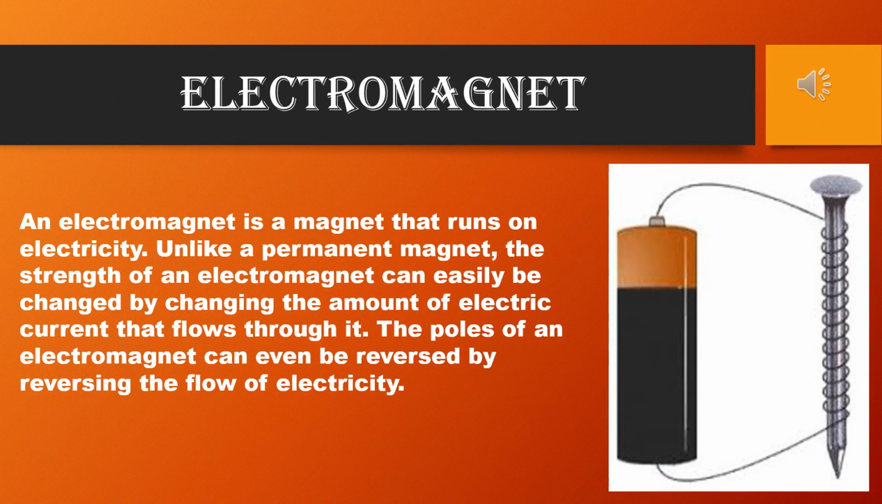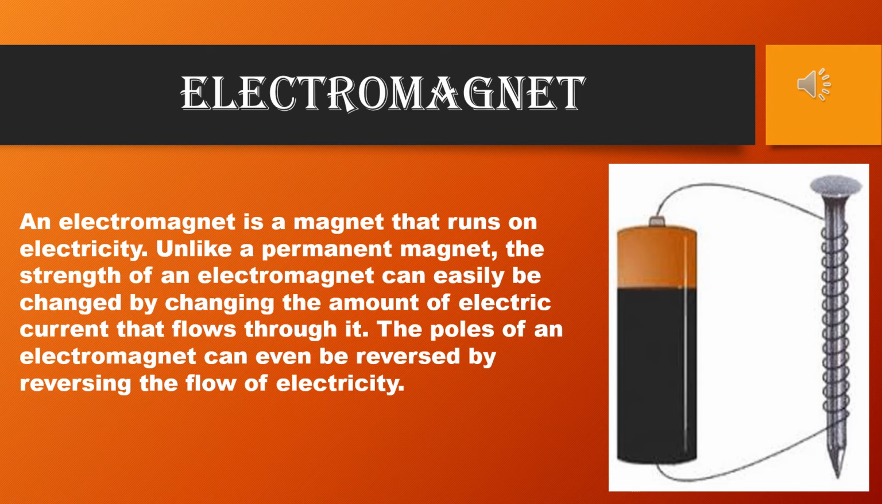Now, the last type of artificial magnet, and that is electromagnet. An electromagnet is a magnet that runs on electricity. Unlike a permanent magnet, the strength of an electromagnet can easily be changed by changing the amount of electric current that flows through it. The poles of an electromagnet can even be reversed by reversing the flow of electricity. If a magnetic substance is magnetized by electric current, then the magnet obtained is called electromagnet. Electromagnet is used in scientific work and industries.